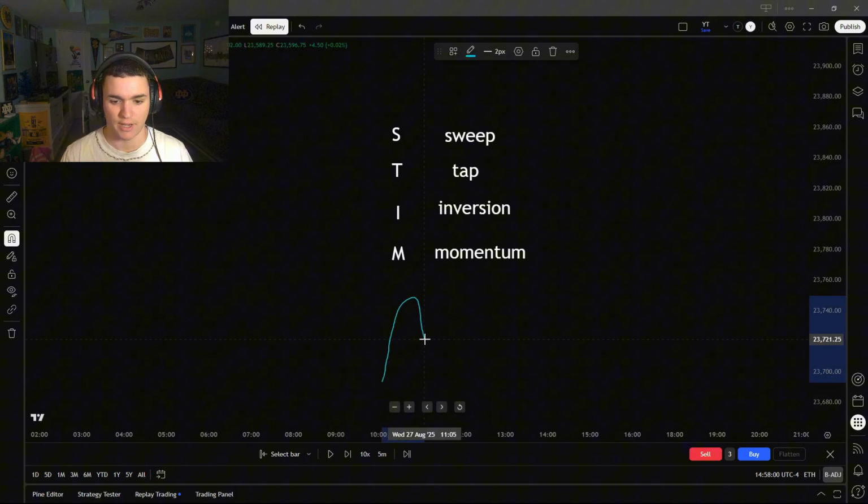So say we have a low right here, we come down and sweep it. Now say that low right here was in a bullish fair value gap on the higher time frame. So we have swept this low. We're delivering off of a higher time frame fair value gap. Then we start to go back up, and on the lower time frame, you look for some type of inversion.